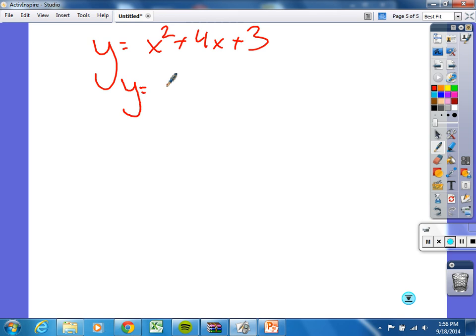Notice this is the general form. It's called standard form of a quadratic trinomial: ax squared plus bx plus c.